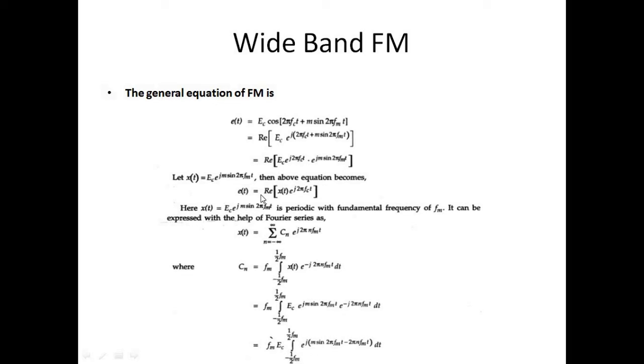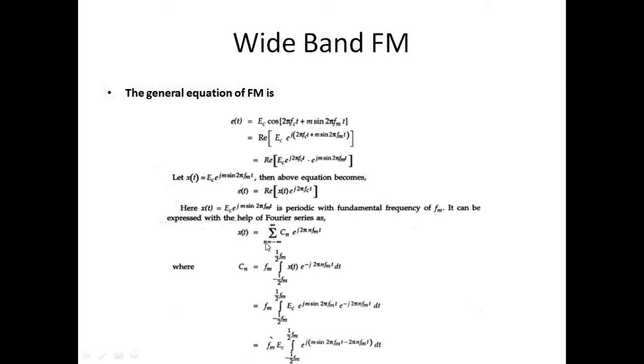So in this case, we can take e of t equal to the real part of x of t into e power j 2 pi fct. Here x of t is equal to Ec into e power j m sin 2 pi fmt, which is periodic with fundamental frequency of fm. So it can be expressed with the help of Fourier series.